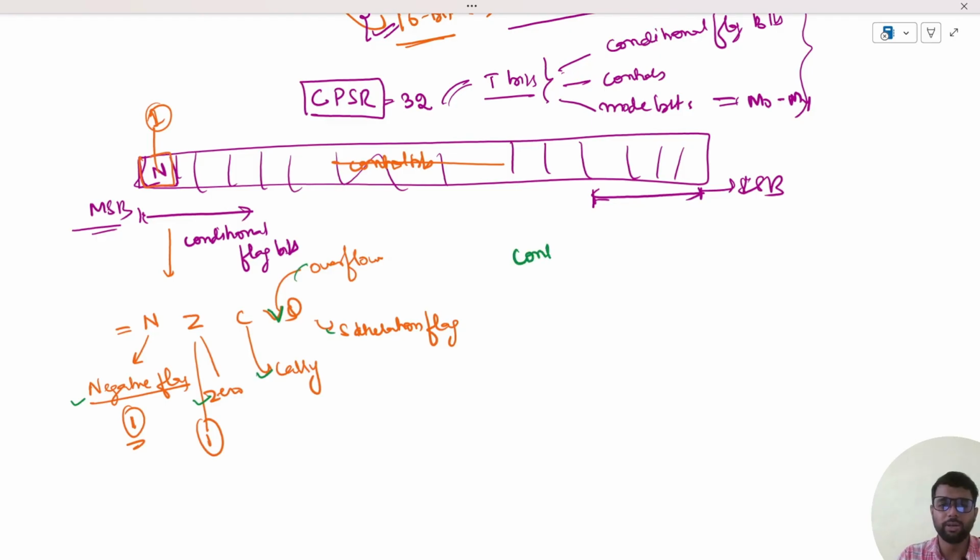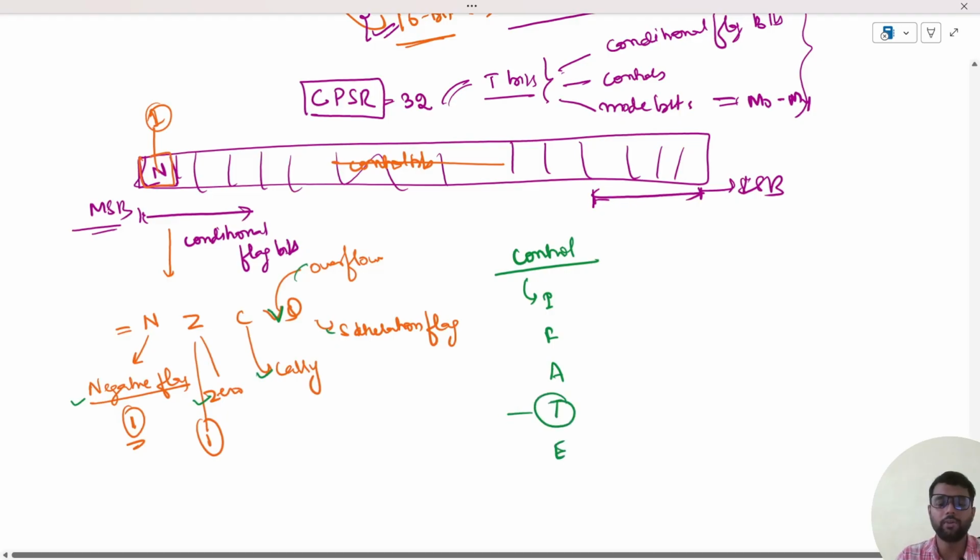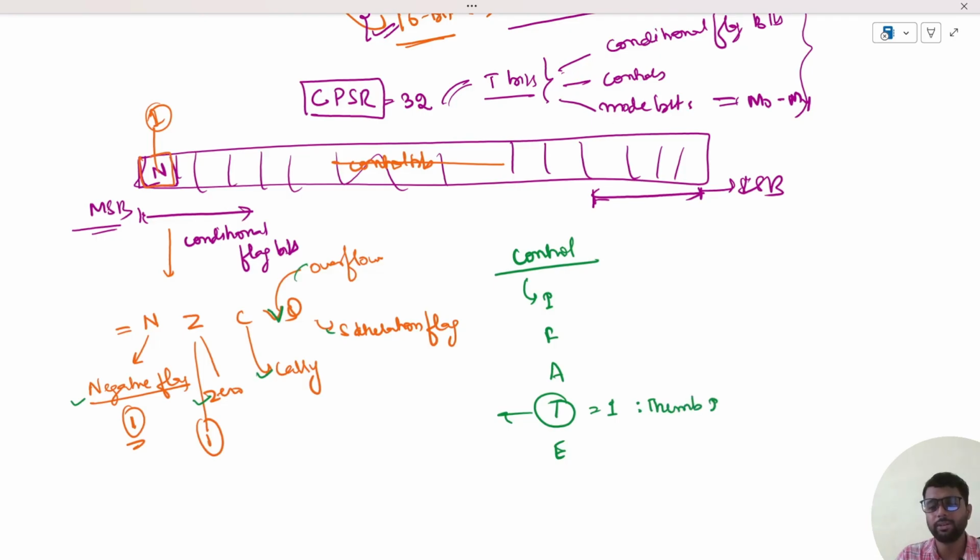Then we have the control bits. Control bits can be remembered as IFATE. Out of these, T we have already seen. If T is 1, the instructions are Thumb instructions, and if T is 0, they are ARM instructions. What is I? I is known as the IRQ disable bit. IRQ means the normal interrupt. When the interrupt is normal, this IRQ bit is 0. If it is high, it will disable the normal interrupt.